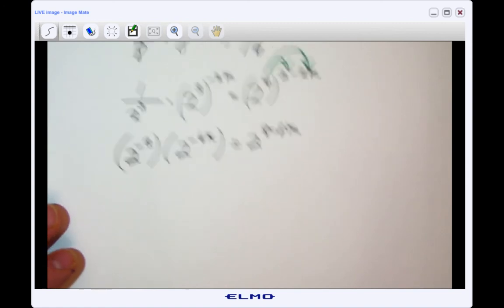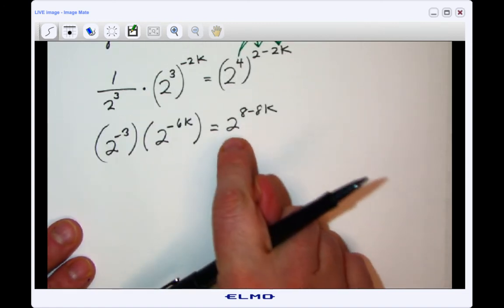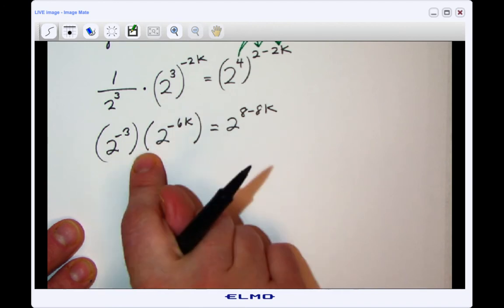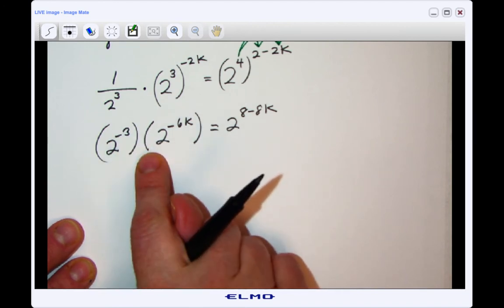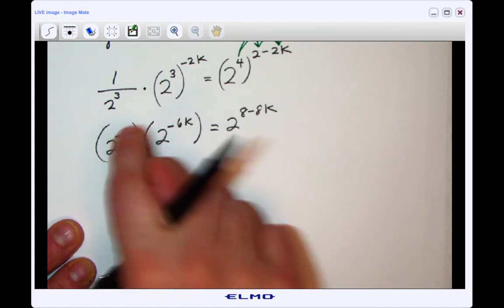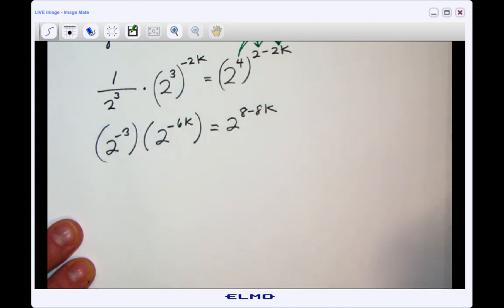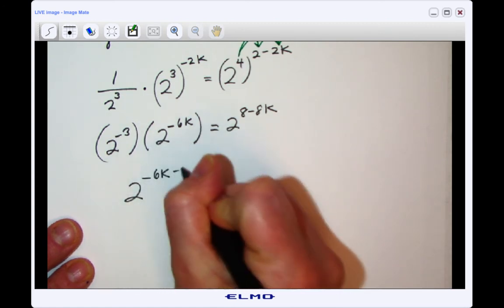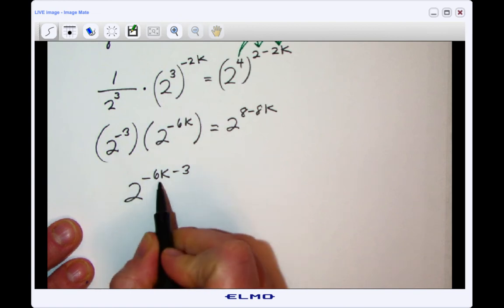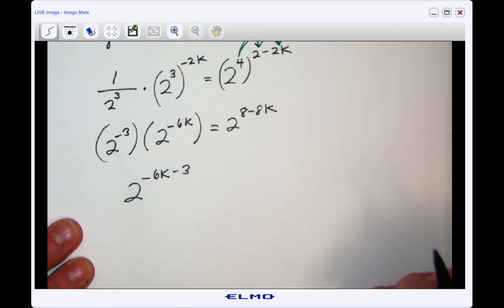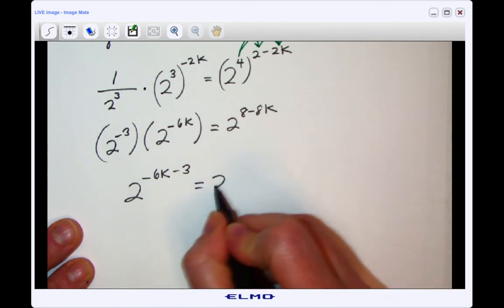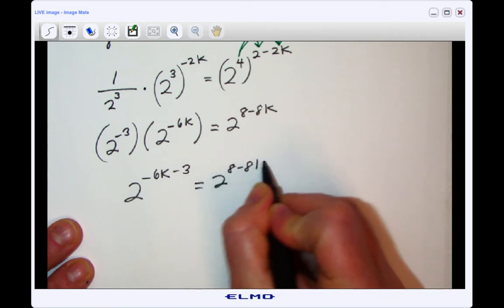Now, in order to make these sides look the same, what I really want to do is have just one expression on each side. And right now you can see this one has 2. But I know how to multiply these together because it's 2 things with the same base. And when I have 2 things with the same base, all I have to do is add those exponents. Well, unfortunately, those exponents are not like terms. So I have a negative 6k and I have a 3. I can't really add those together. All I can do is let them sit next to each other, and we'll call that added together.